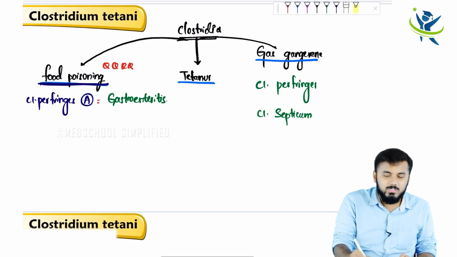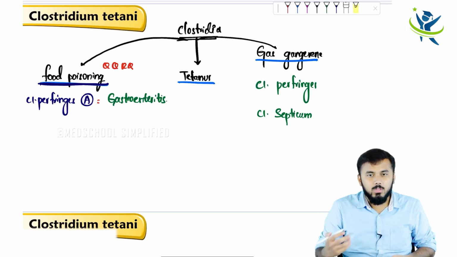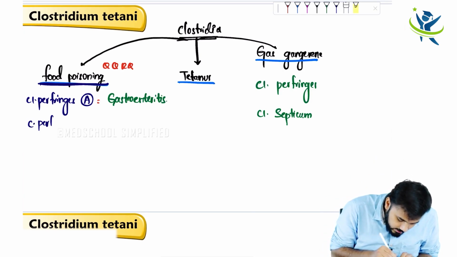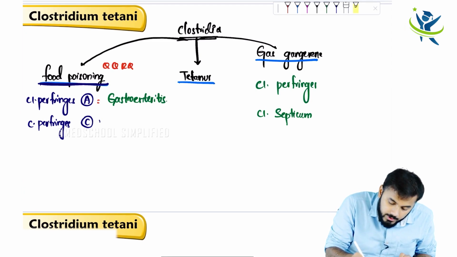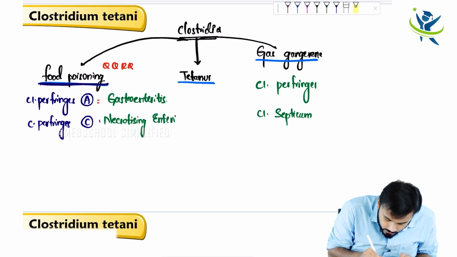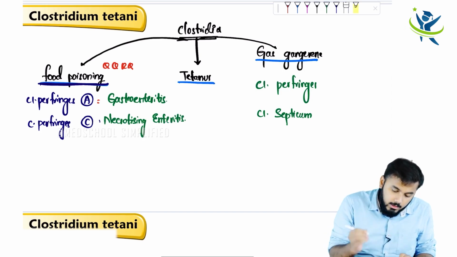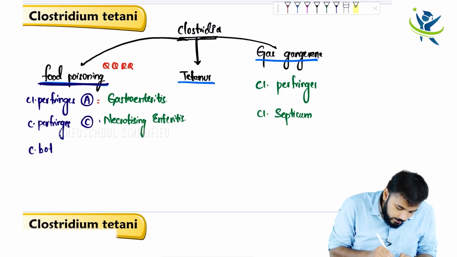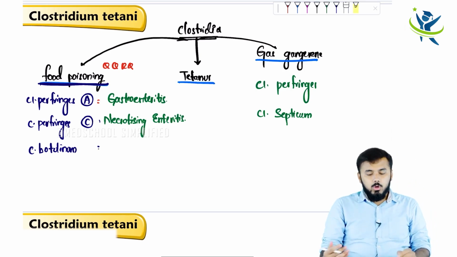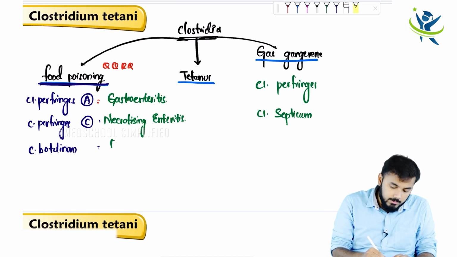These are the MCQ points which you just have to remember. There is no concept in this. You just have to learn these by heart. Okay. Next thing is Clostridium perfringens type C. And what does it cause? Clostridium perfringens type C causes necrotizing enteritis. Third important thing, Clostridium botulinum. All of you very well know Clostridium botulinum causes botulism, a type of food poisoning.